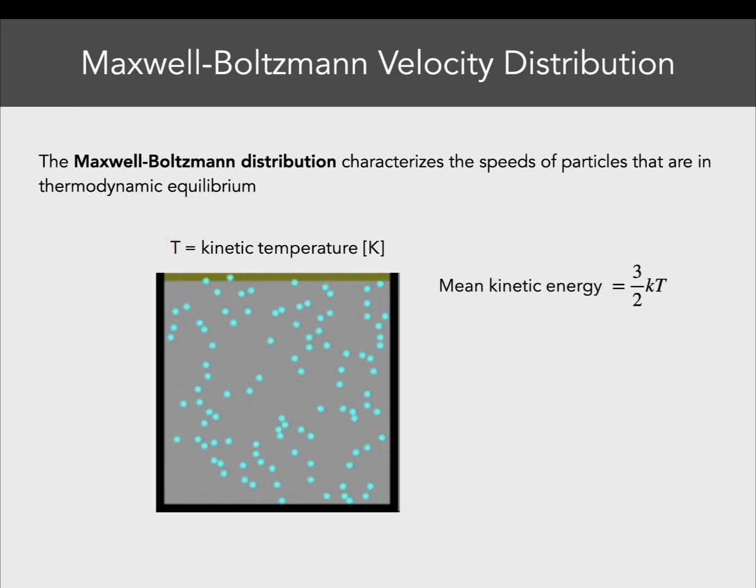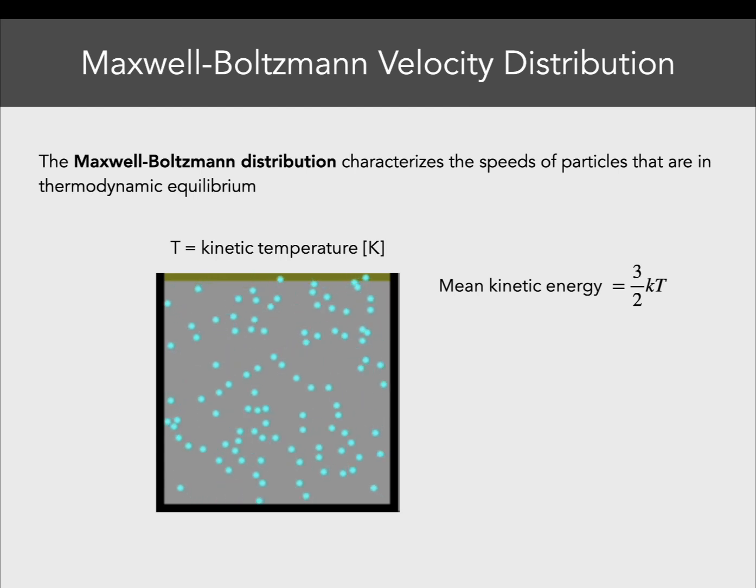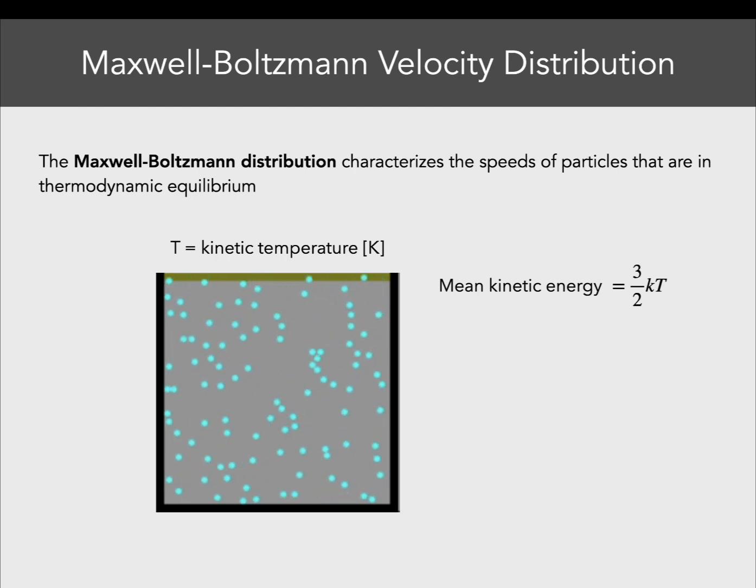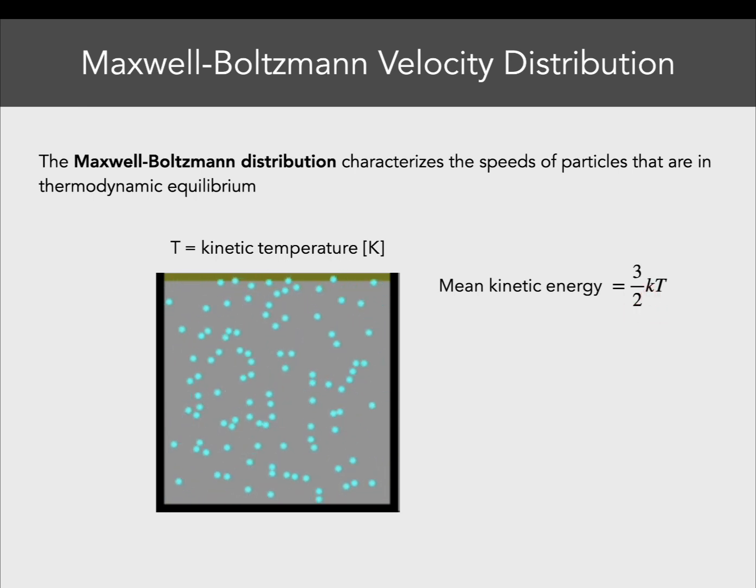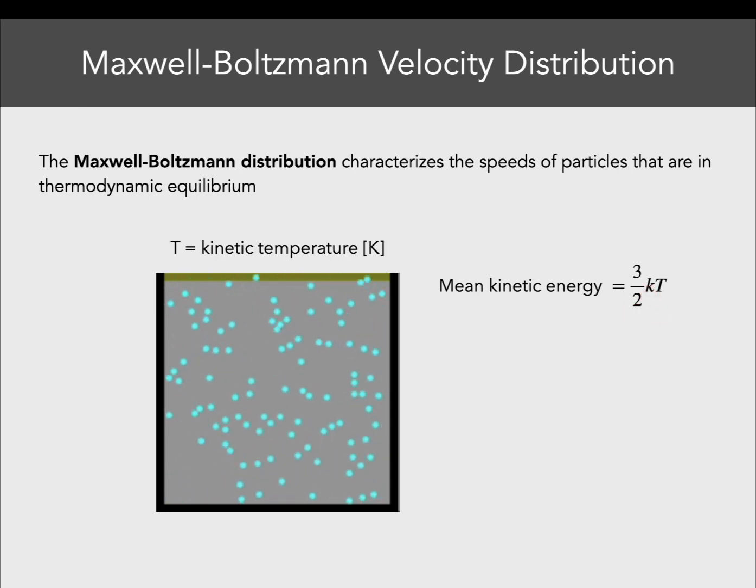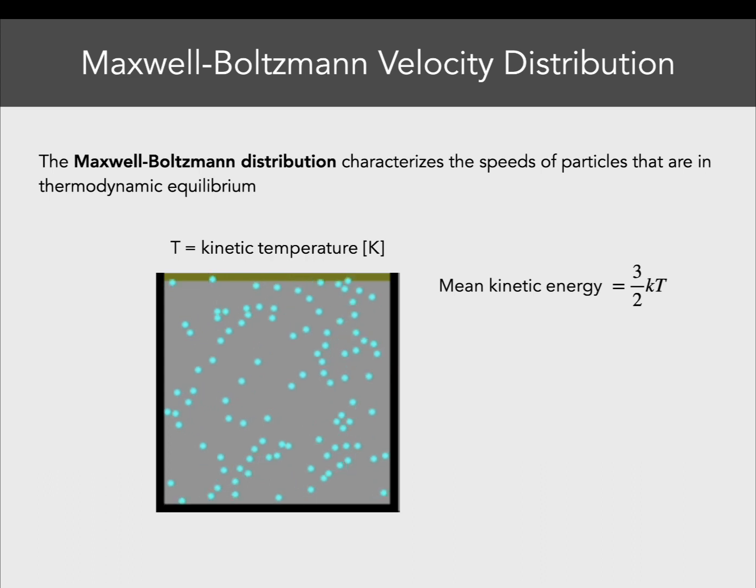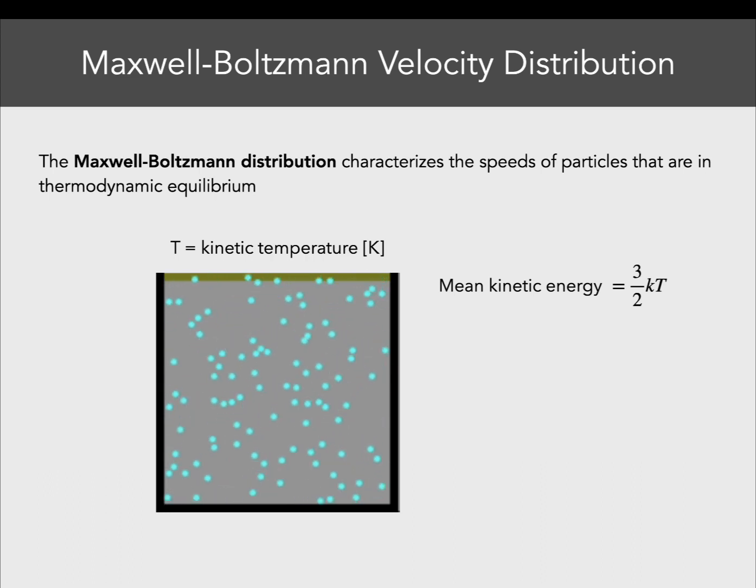You may remember that in these kinds of thermal systems, the mean kinetic energy of a particle is given by 3/2 kT, where k is the Boltzmann constant, and T is, again, expressed in kelvins.